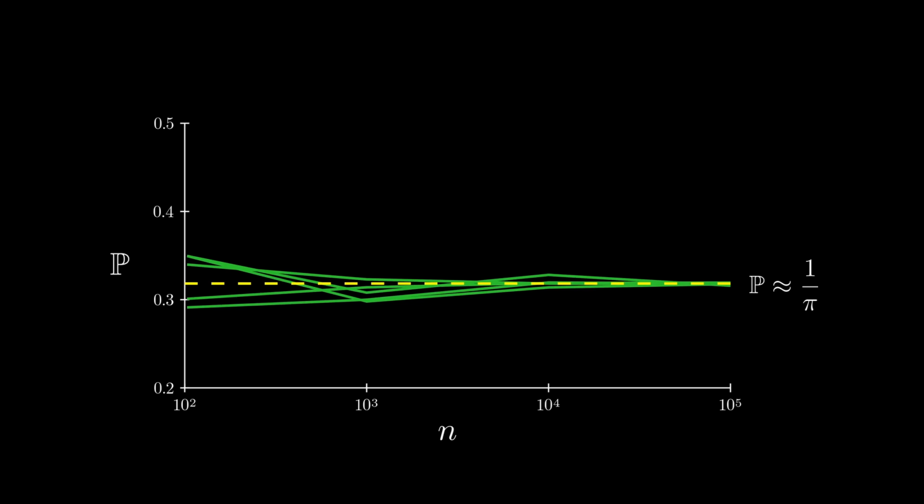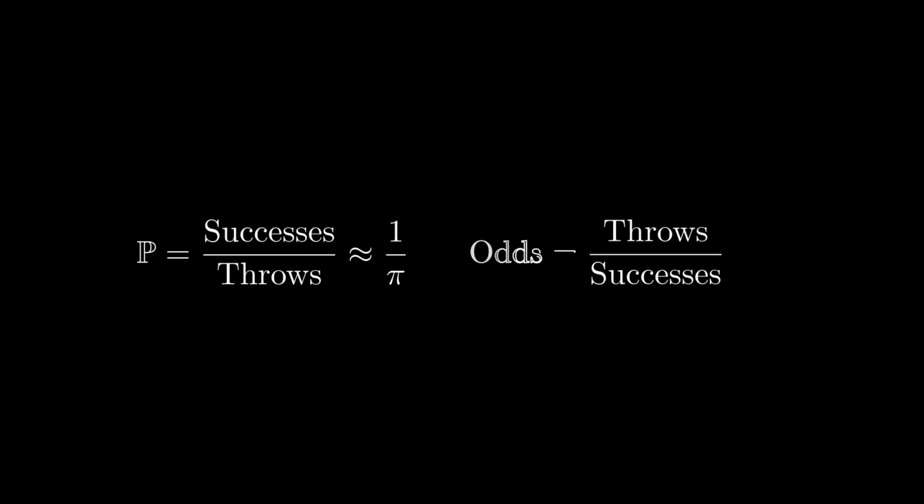Let's consider how we would calculate the probability experimentally. Generally speaking, the probability of an event can be estimated by taking the ratio of the number of desired outcomes to the total number of outcomes. In our case, the number of successes to the number of throws, which approaches 1 on pi. Look familiar? This is just the reciprocal of our odds calculation from the very start, which must, in turn, approximate pi.